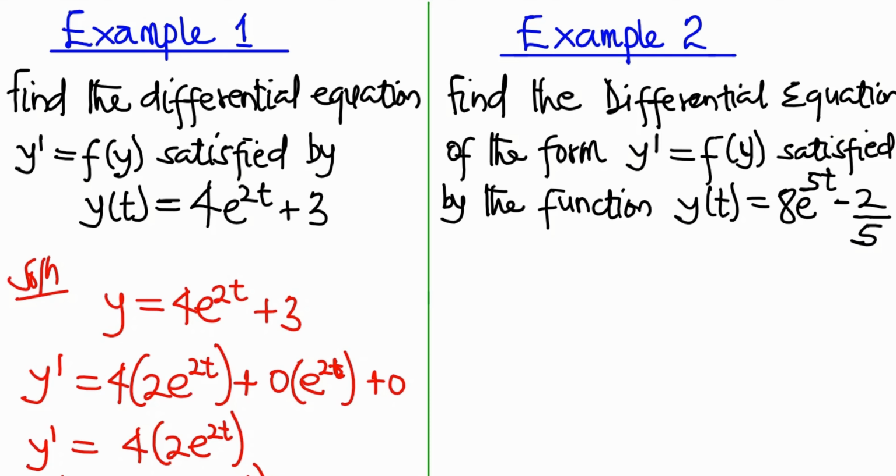So it's basically the same idea as we did in example 1. So you want to find that particular differential equation that gave us the solution. If that's the case, then we consider the solution of the differential equation as given in the question. That is y is equal to 8e^(5t) minus 2/5.